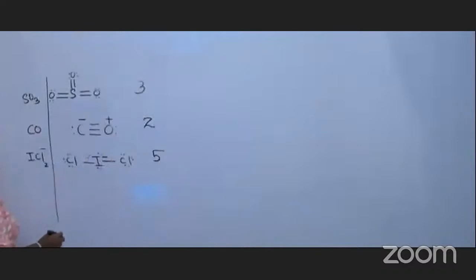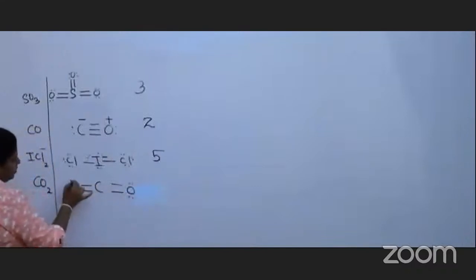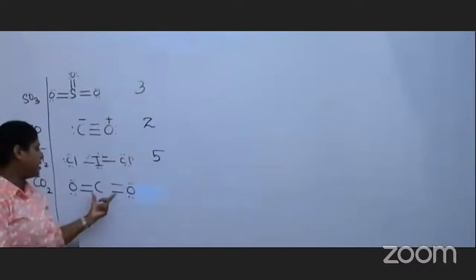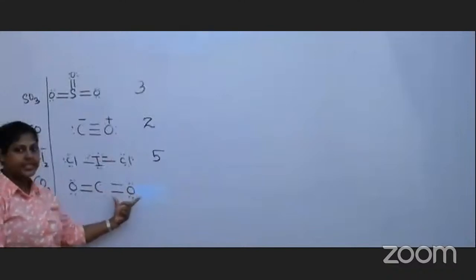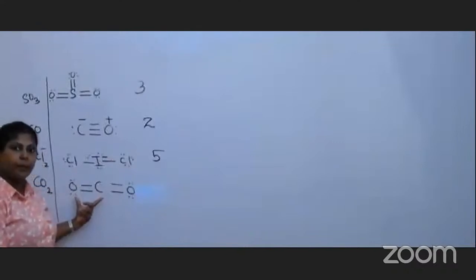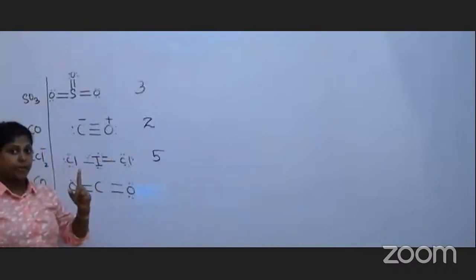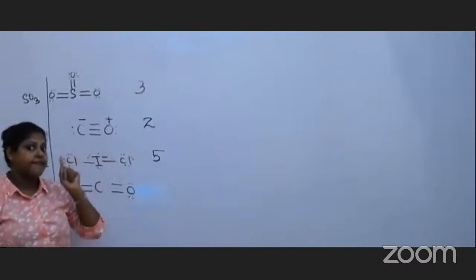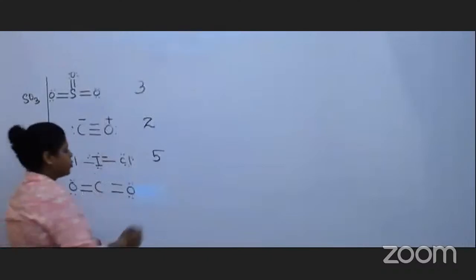The next one we can take is carbon dioxide. This is the Lewis structure for carbon dioxide. There are 2 double bonds between carbon and oxygen. The right side has one double bond between carbon and oxygen, and the left side also has one double bond between carbon and oxygen. So the total double bonds around the carbon is 2. One double bond is considered as one VSEPR unit. Therefore, the total VSEPR units around carbon is 2.